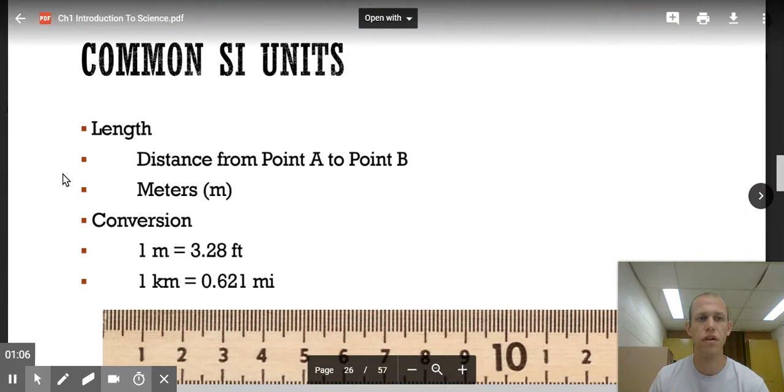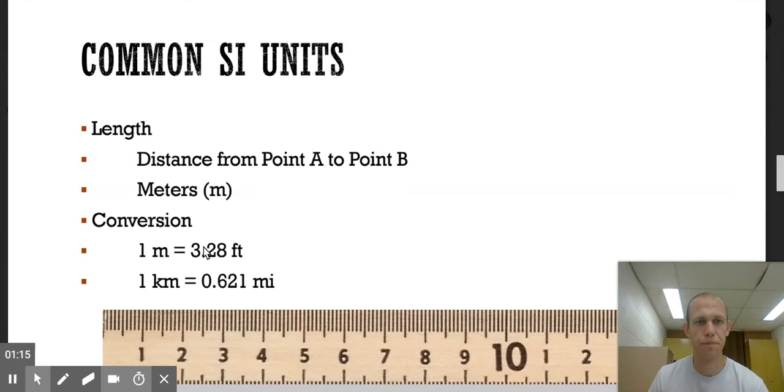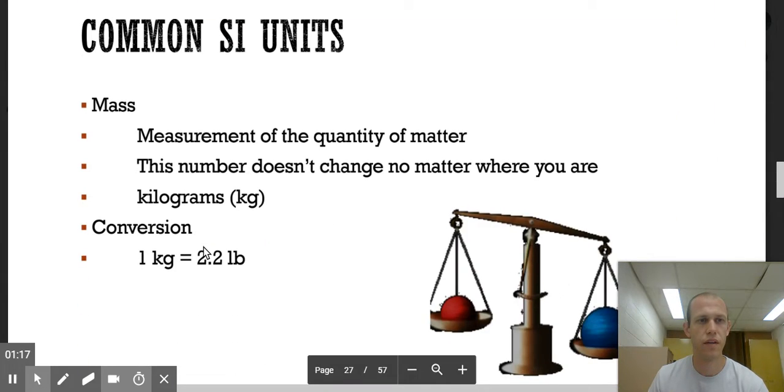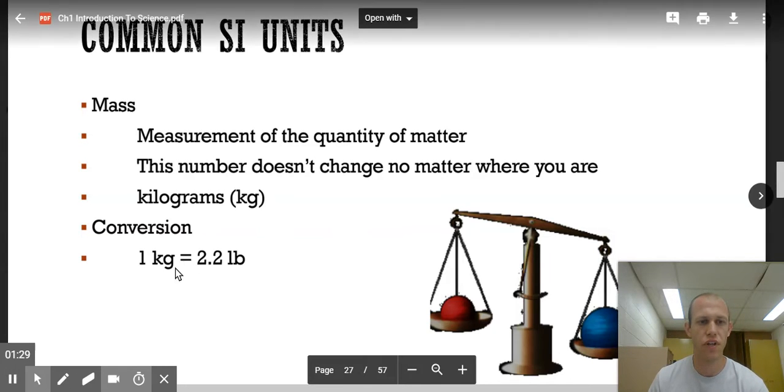So for example, length, which is a distance from point A to B, they use meters. A common conversion is 1 meter is about 3.28 feet. For mass, that's the amount of substance there is, amount of matter. This number doesn't change whether you're on Earth or in outer space, and it's measured in kilograms. So the conversion is 1 kilogram to 2.2 pounds.